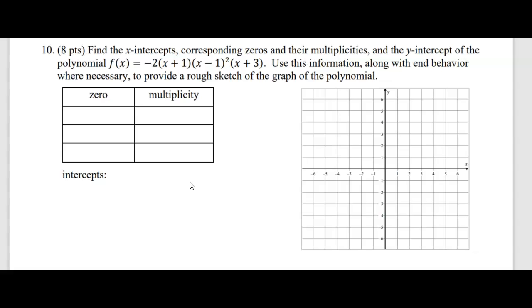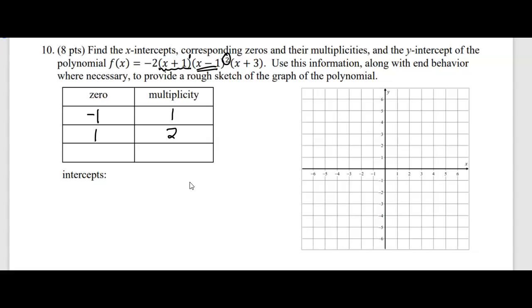So let's start off with this first factor, x plus 1. What makes that 0 is negative 1. And the exponent 1 is the multiplicity. Moving to the next one. What makes that factor 0 is positive 1. And the multiplicity is the exponent 2.